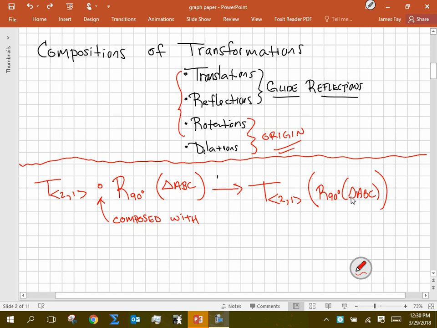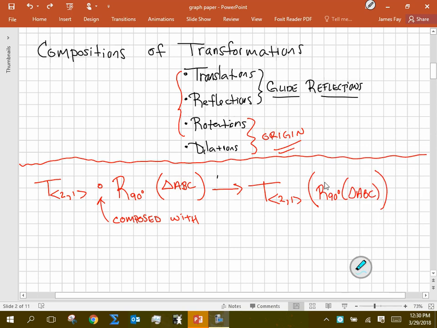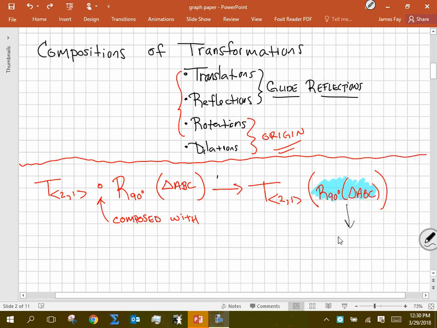So our innermost set of parentheses is our triangle ABC. That's just our image, so there's really nothing we can do with that. So then we start working our way out, and we get to this thing here. Does that make sense? That tells us we're going to do this transformation first, and that transformation is going to turn into an image. Maybe we call it triangle A prime, B prime, C prime. So this whole set of parentheses turns into a new image.